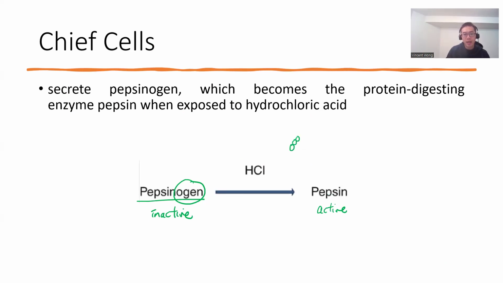So if you have a protein here, with all the amino acids and stuff like that, the pepsin is basically going to chop it up into smaller pieces. So you're doing chemical digestion. Carbohydrates, chemical digestion begins in the mouth. Protein, chemical digestion begins in the stomach.